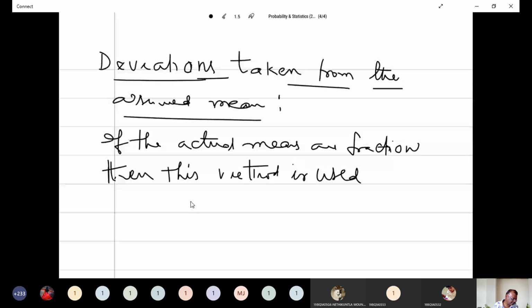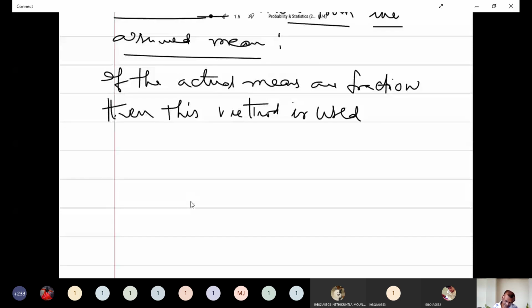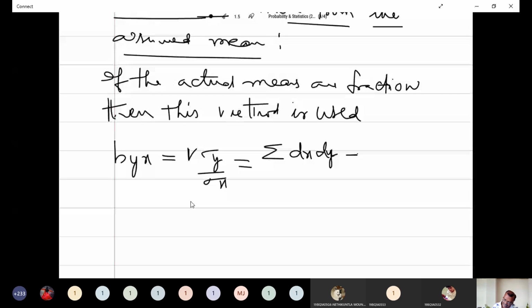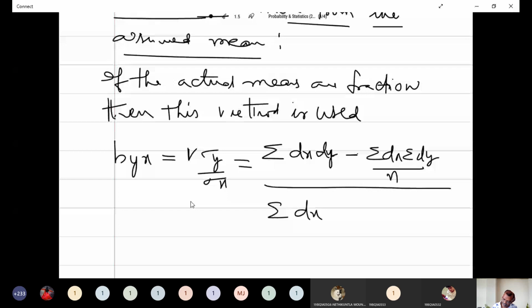Now, the formula for regression coefficient y on x. byx is equal to r into sigma y by sigma x, which is equal to summation dx dy minus summation dx summation dy by n, whole divided by summation dx square minus summation dx whole square by n. This is regression coefficient y on x.